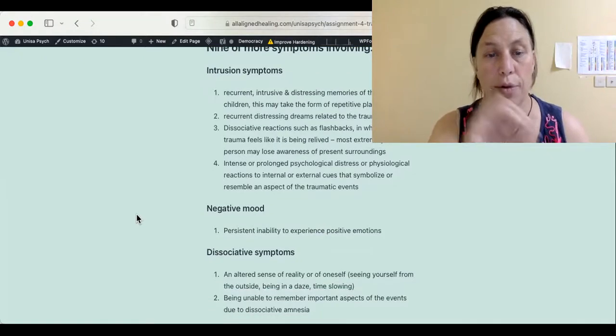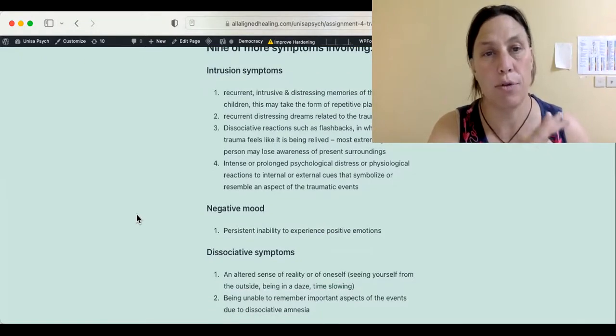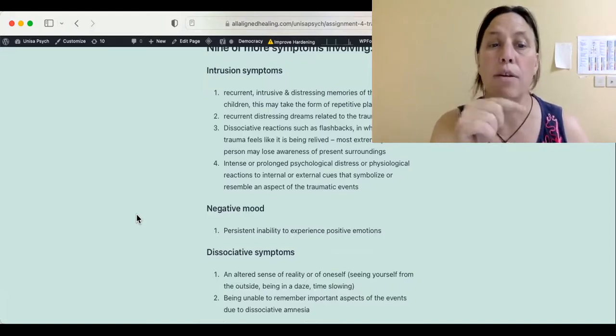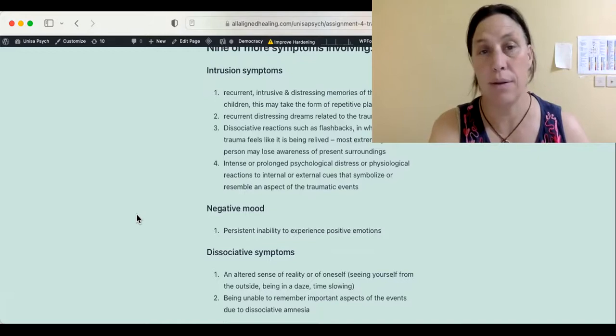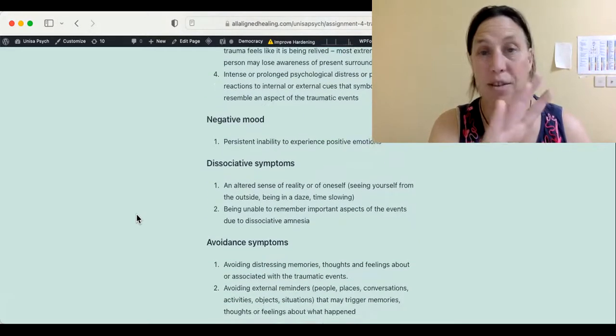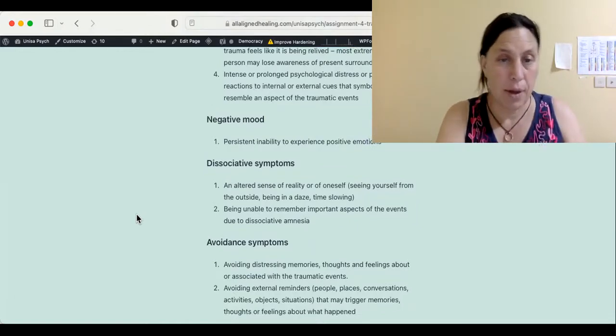Negative mood, a persistent inability to experience positive emotions. We'll see when we get to PTSD, they've got a lot more items in the negative mood. Other than that, this list, as far as I can see, is identical. Presented differently, but it's the same list.